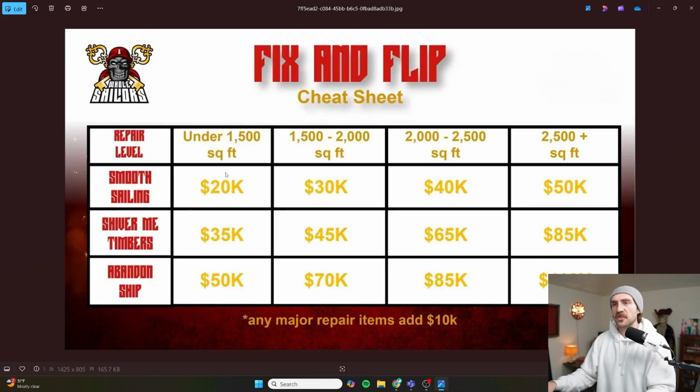Well, if you look at the cheat sheet, a house under 1,500 square feet, I'm going to assume this property is in like medium condition. That's what it sort of looked like from outside. Well, that's $35,000 in repairs, and I sort of budgeted for 1 or 2 major repair items, which you usually add 10 grand. So that put me somewhere between like 45 and 55,000. And what did I say? I said 40 to 50. This cheat sheet works so well.